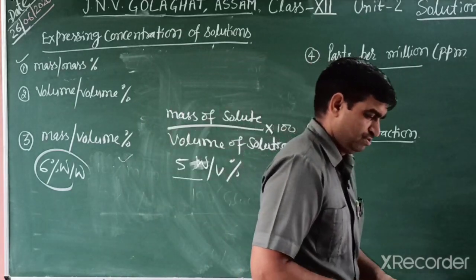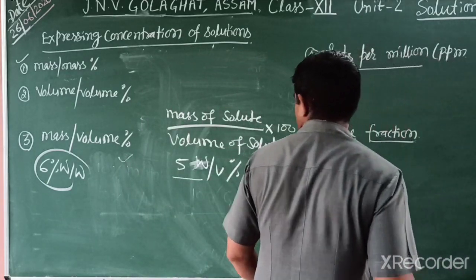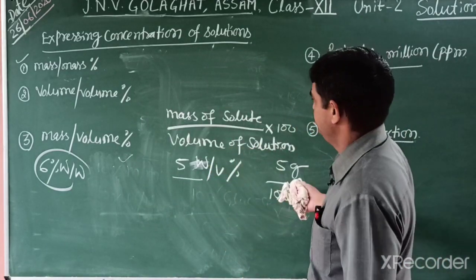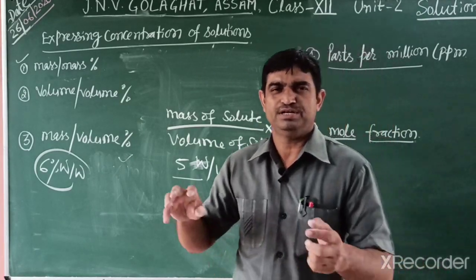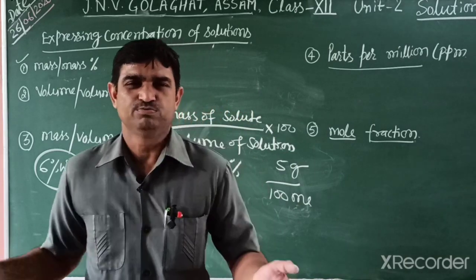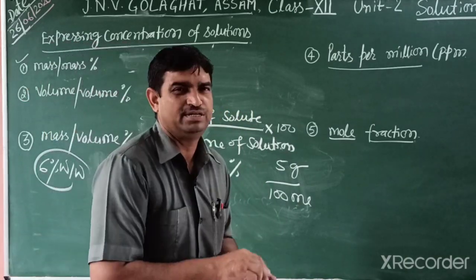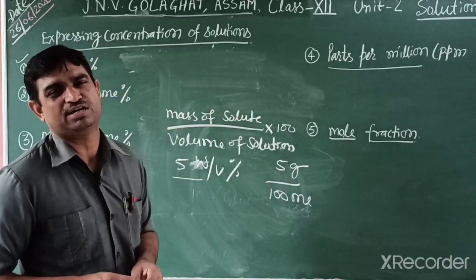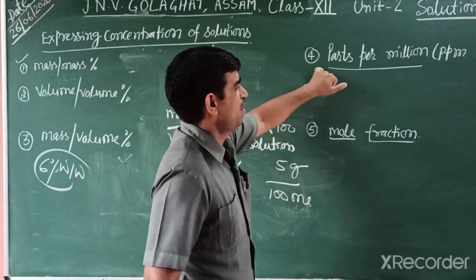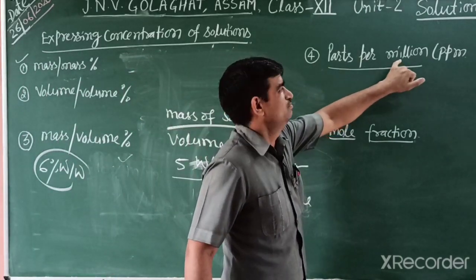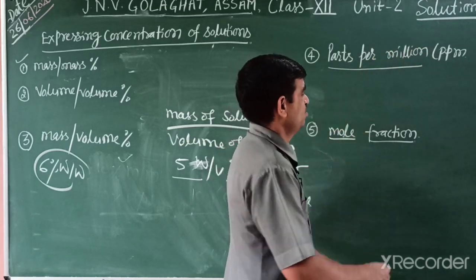Next, another way to express concentration. If a solute is very, very dilute, in a very small amount, like atmospheric pollutants and industrial pollutants, where the components are very, very little, then we can find it by parts per million. Million means 10 lakh, 10 to the power 6.